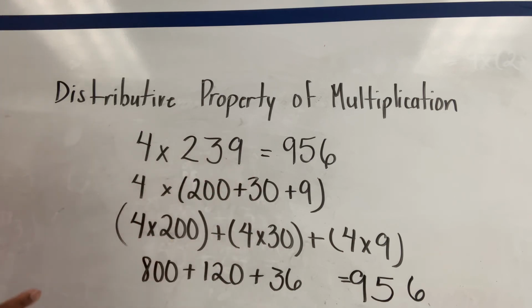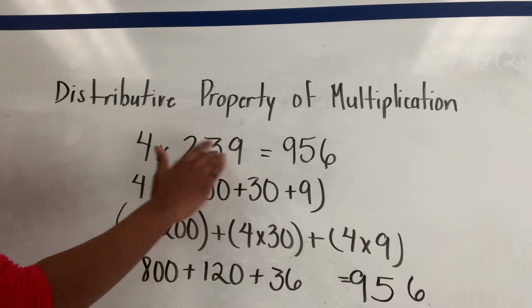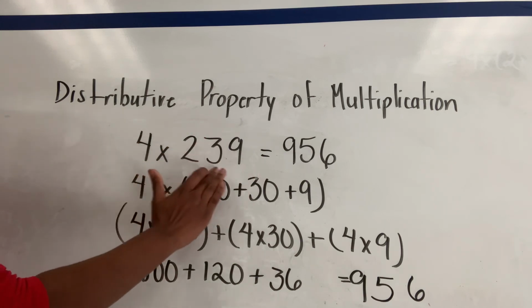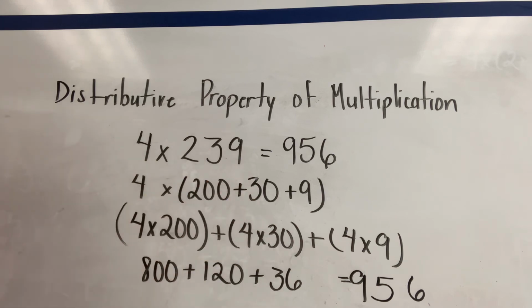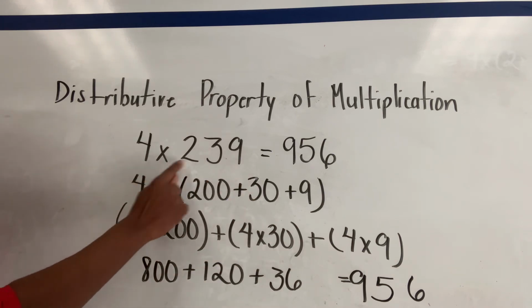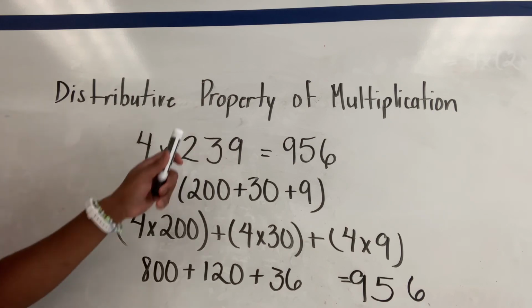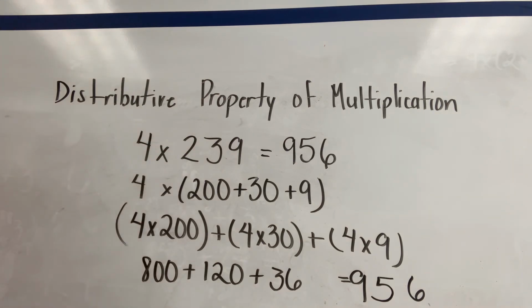And that when they are multiplying 4 times 9, because it's in the ones place, they're multiplying 4 times 30 because it's in the tens place, and then multiplying 4 times 200 because it's in the hundreds place. This is called the distributive property of multiplication.